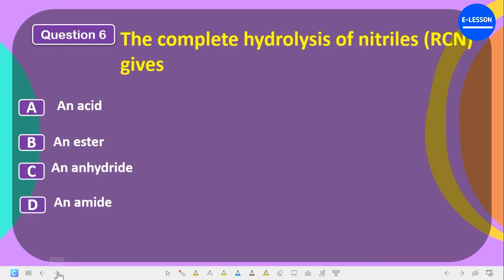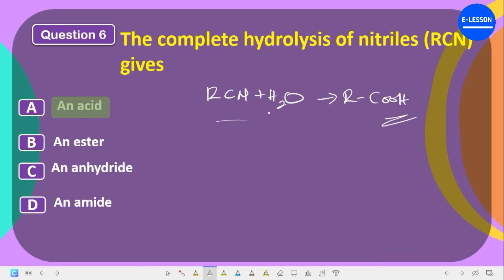Let's continue. The next one says the complete hydrolysis of nitrile gives what? Now complete hydrolysis of nitrile will give an acid. So the correct answer is option A. Whenever nitriles are hydrolyzed, the product that will be formed is an acid with another product. So complete hydrolysis of nitrile will give an acid.